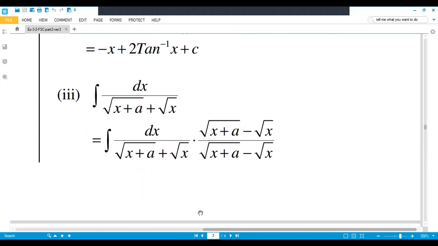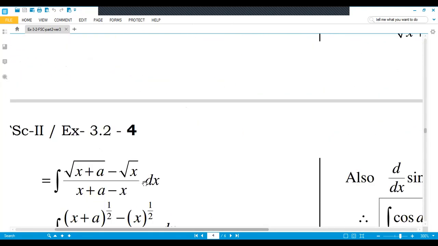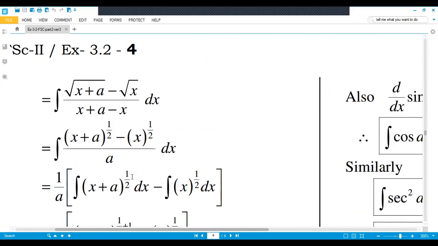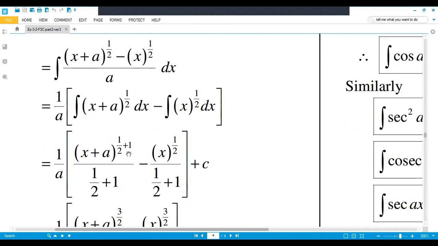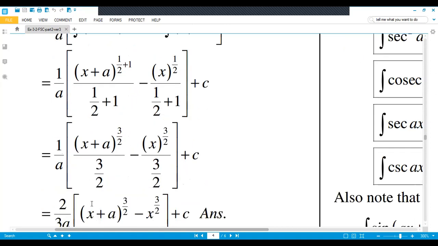In the third part, just like in the first part, if you have such a type of value, under root value in the denominator, first you rationalize it. We rationalize and multiply with its conjugate, so we get this term, minus x plus x cancel. 1 over a is considered a coefficient. Integration of the first term, power 1 will be added and the same power will divide. Integration of the second term, power 1 will be added, you write it here, and the same power will divide. So we get this. So 2 over 3 is common, we take it common and we get the required answer.